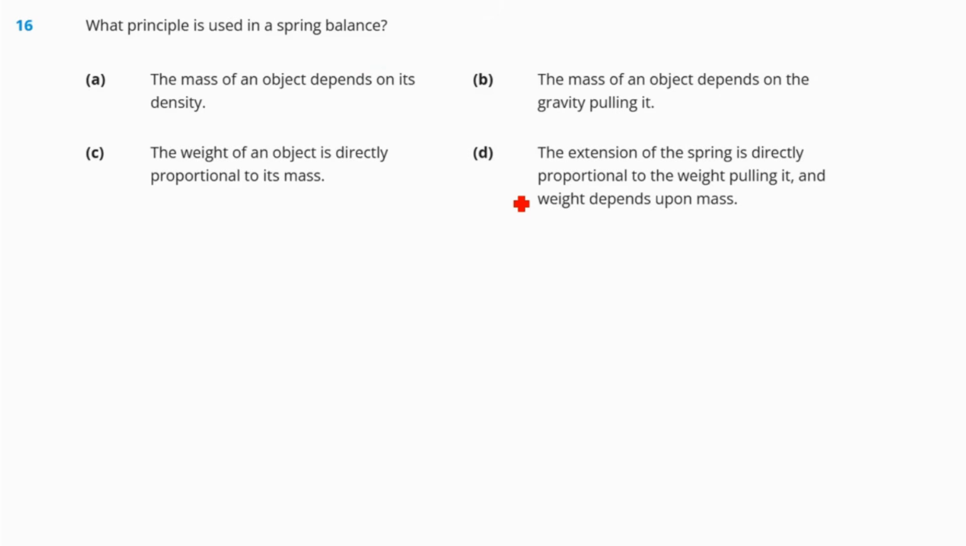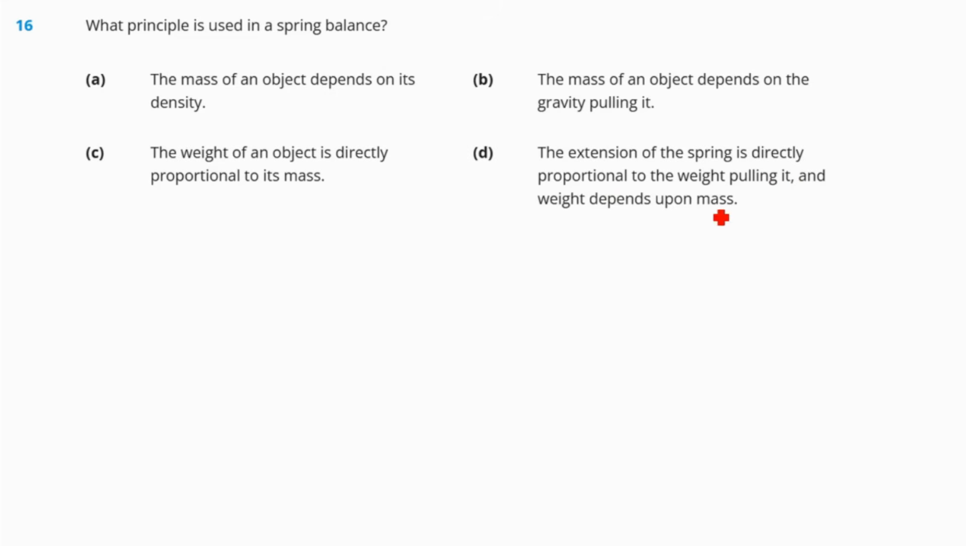Question number 16. What principle is used in a spring balance? The first option is the mass of an object depends on its density. The second option is the mass of an object depends on the gravity pulling it. Third option is the weight of an object is directly proportional to its mass. And the D option is the extension of the spring is directly proportional to the weight pulling it.